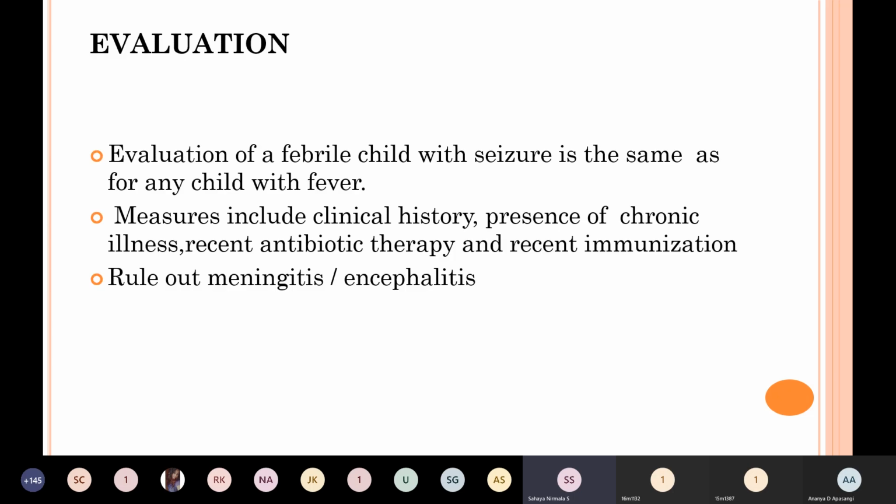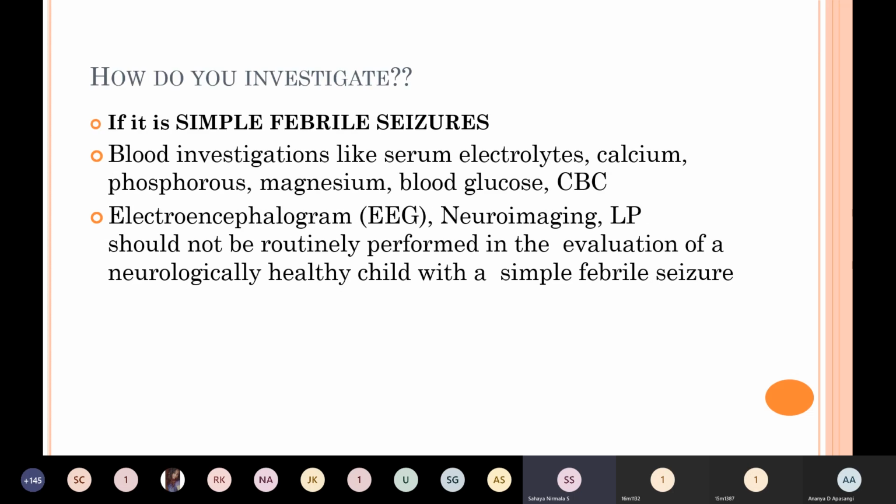So how do you evaluate a febrile child with seizure? The investigation will be like for any other child with fever. You will take a proper clinical history to know the source of infection. You will take a history to know whether there is any meningitis-like presentation. You have to take a detailed clinical history, whether this child has had any chronic illnesses in the past, any recent antibiotics or recent vaccination, because we just said DPT can also trigger a febrile seizure. The main aim will be to rule out meningitis or encephalitis. So we will do the detailed blood investigations: blood sugar, calcium and electrolytes. These are the basic investigations you will do for a febrile seizure.